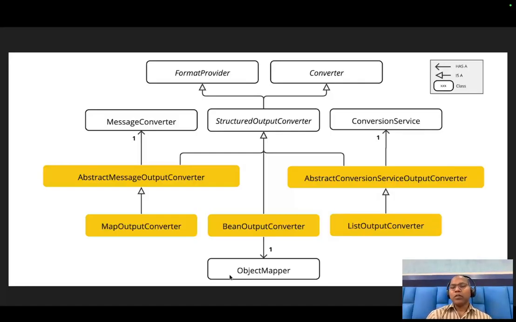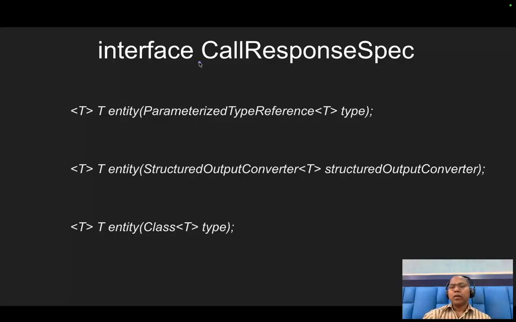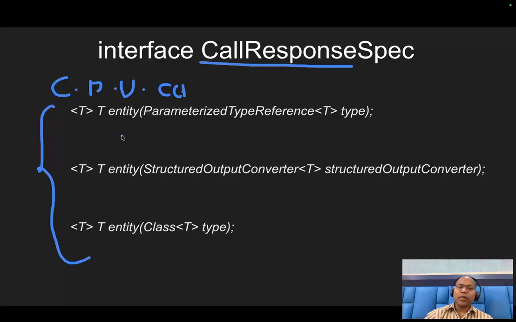Okay, so the response object which we talk about, whenever you call chat client dot prompt dot user message dot call, then we generally say get content or get response. So whenever you call Gen AI, it returns one response. While returning the response, Spring AI introduced the method entity. You just tell it, hey, once you call Gen AI and it generates a response, at that time you can convert it to a specific type of object. So entity is the overloaded method.